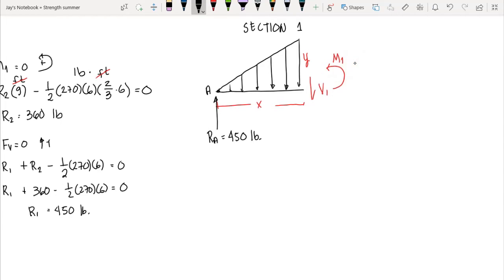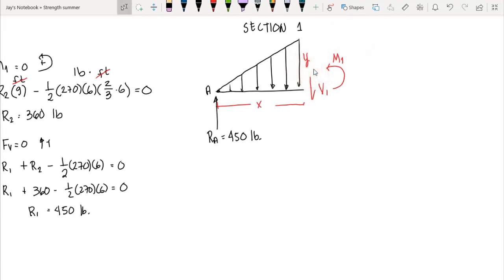And then we also include our reaction at A, that is 450 pounds, and the portion of our triangular load. However, if we cut at that point, take note that the height of our load here is unknown, since the height is varying as we change our distance. As our distance changes, the magnitude of our triangular load also changes. So we have a varying value of y.